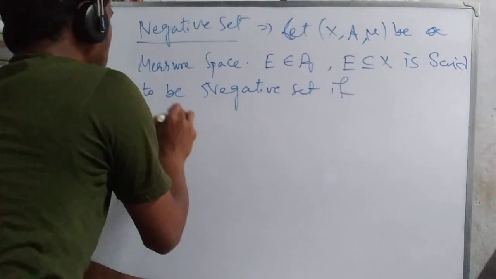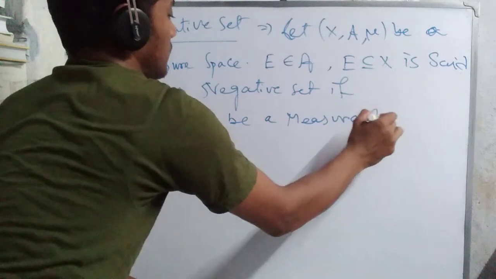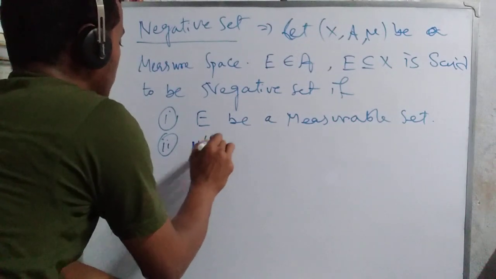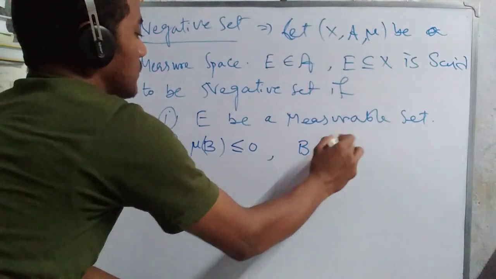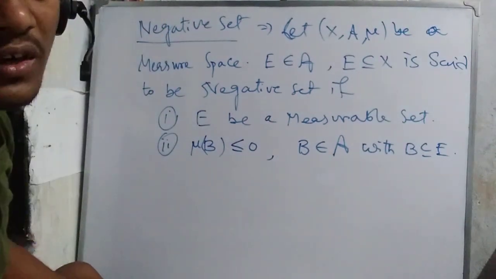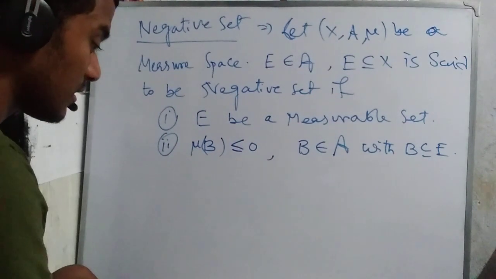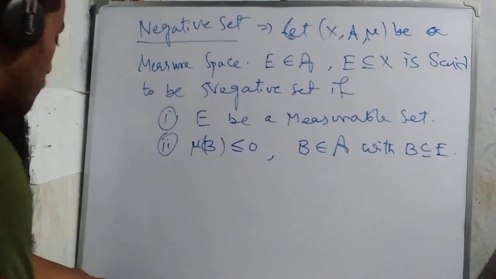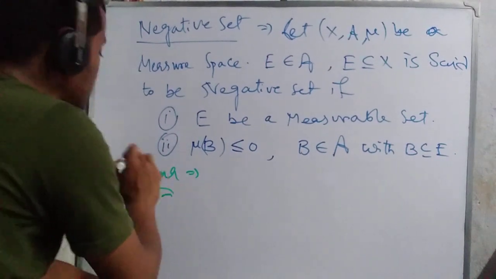if, first, it is a measurable set, and second, mu B is less than or equal to 0, where B belongs to this algebra with B subset of E. This one is called a negative set in measure. I think everyone understands it. So we write the corresponding lemma related to this negative set. We do not prove it now, but we write the corresponding lemma.